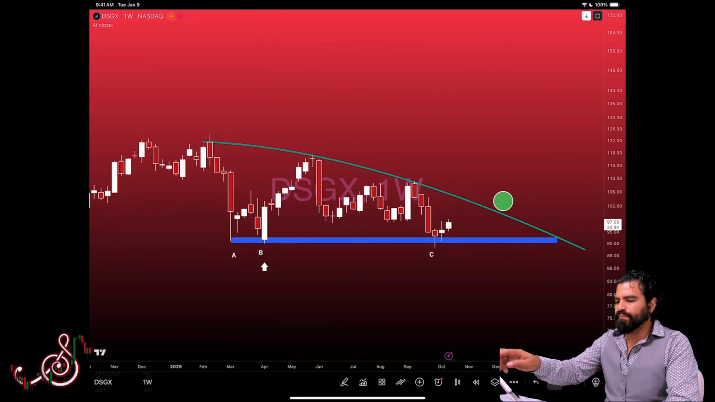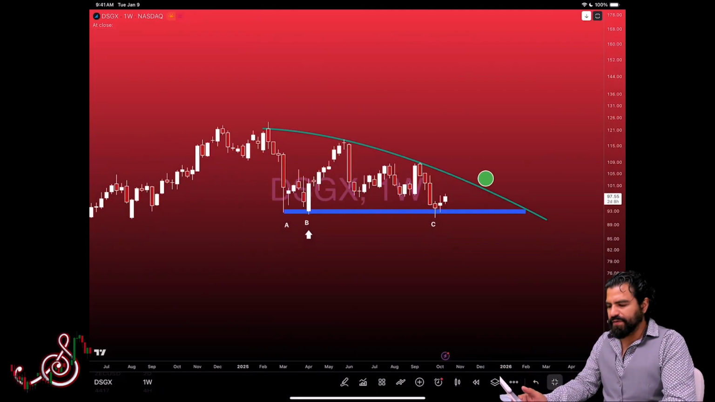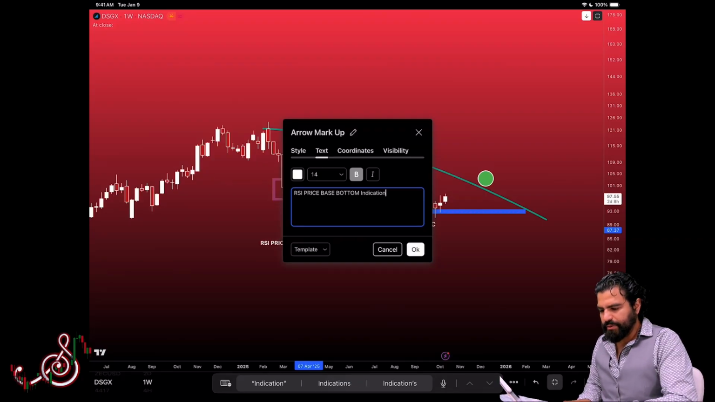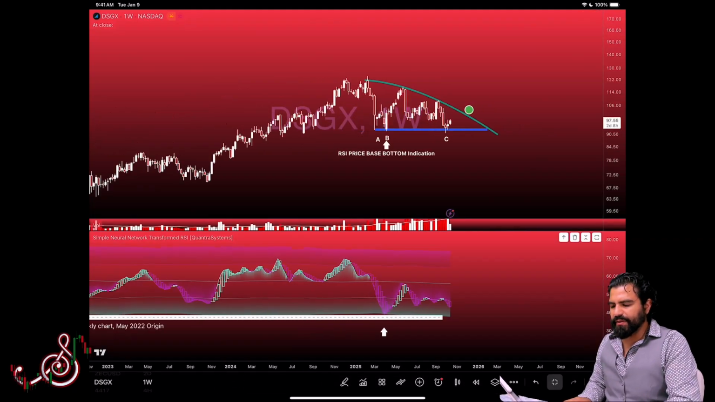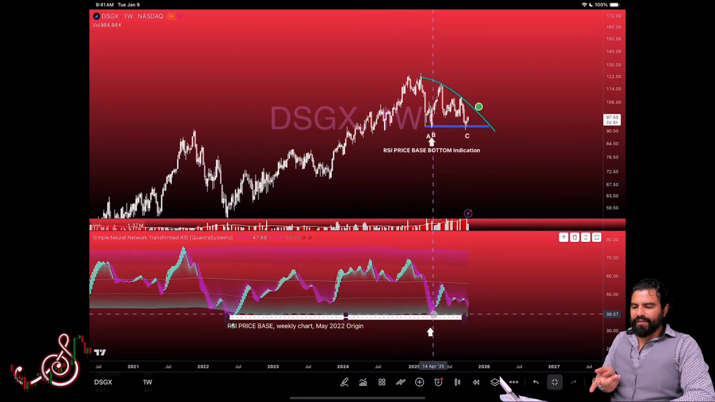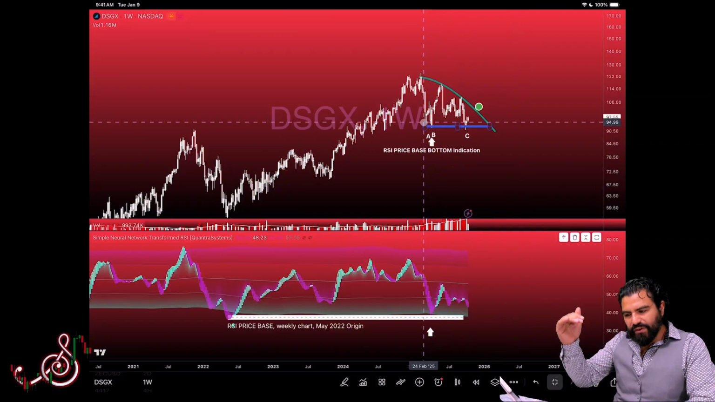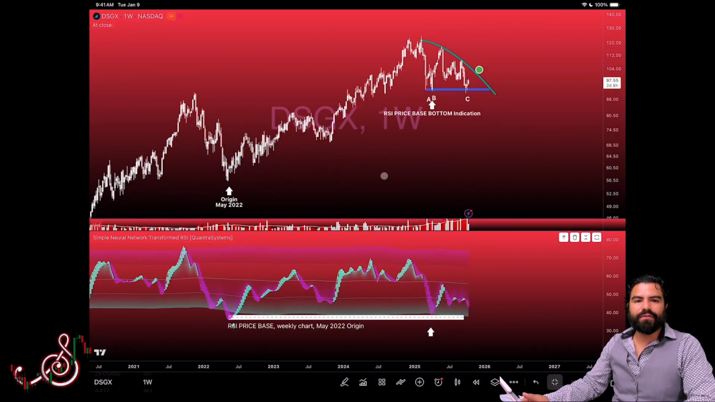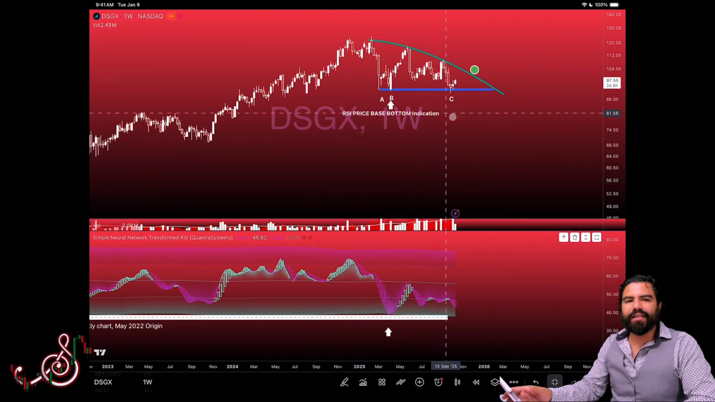Okay. Now let's continue further. Price base bottom indication. I'm trying to make sure that all of this is labeled for you guys in a proper way. According to this bottom, we may be forming a bottom here, and this may be a pullback based on this low. And that's nice, but we cannot take the trade.